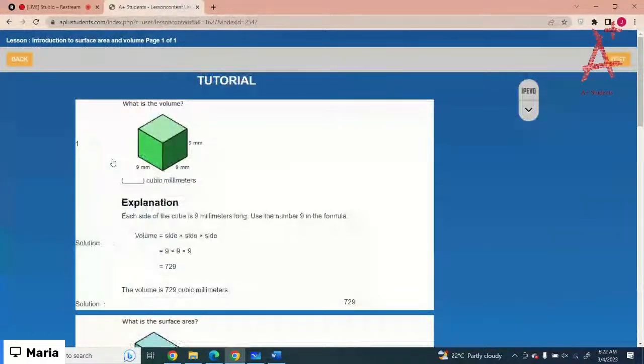What is the volume? You have to calculate the volume of the cube. Each side of the cube is 9 millimeters long. So the volume of the cube is side times side times side. You need to do 9 times 9 times 9. That would be 729 cubic millimeters.